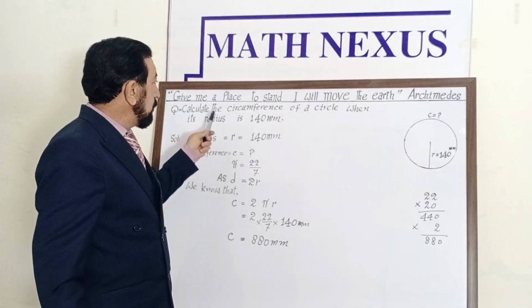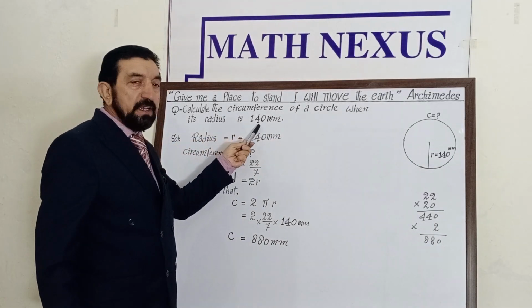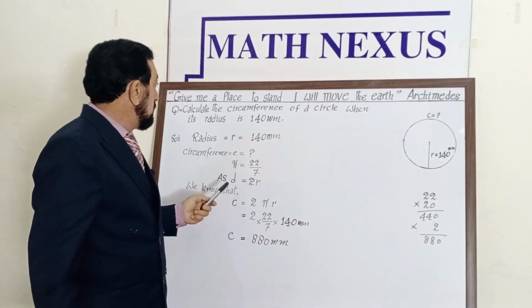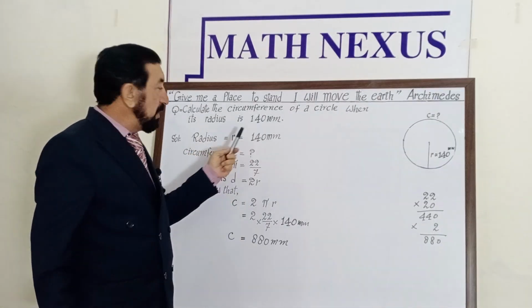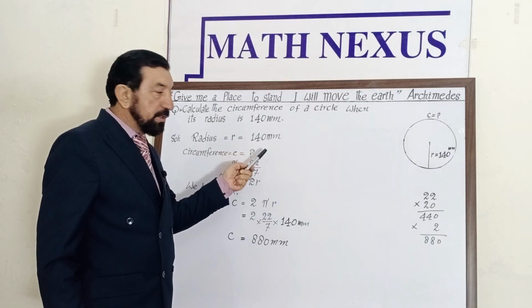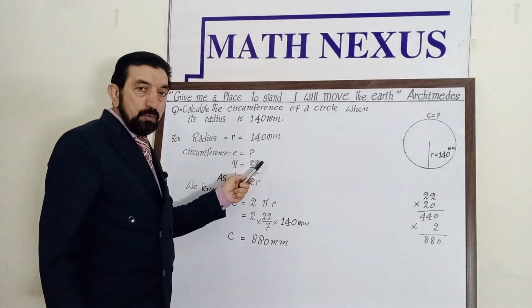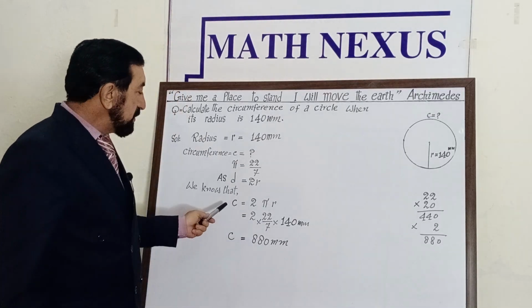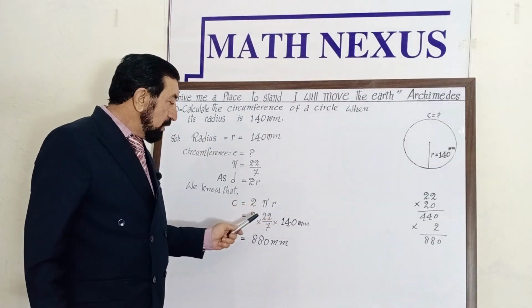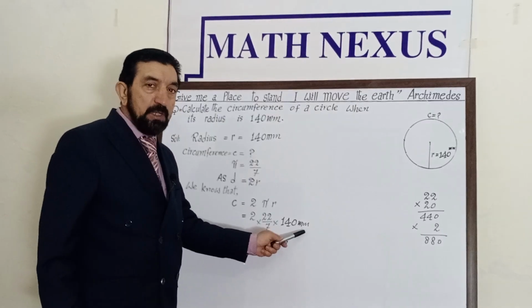Question: calculate the circumference of a circle when its radius is 140 millimeter. Radius is 140 millimeter. Solution: radius is equal to r equal to 140 millimeter. Circumference equal to unknown. Pi value 22 upon 7. We know that c equal to 2 pi r. 2 into 22 upon 7 into 140 millimeter.